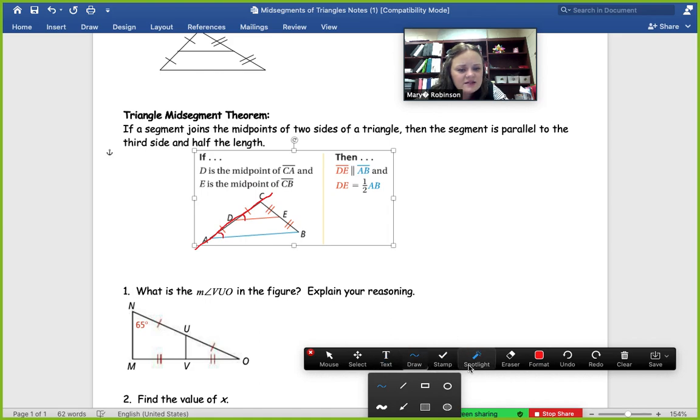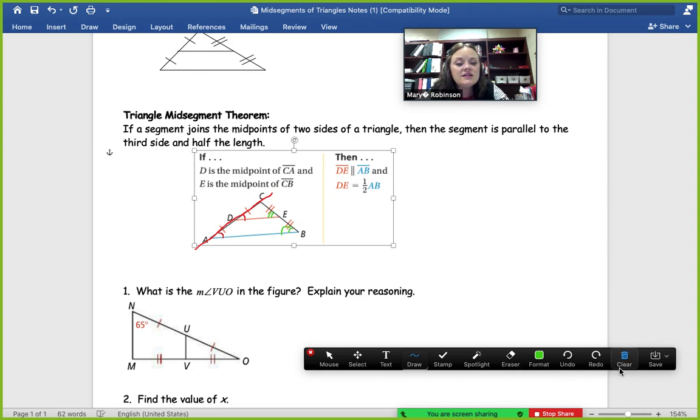And let me see if I can change color. And that also means that these angles here, I'm going to mark it with 2 arcs this time, CED is going to be congruent to CBA. So I'm going to put 2 arcs here to indicate that these two angles are congruent to one another. That's going to help us when we're solving in our Delta Math assignment.